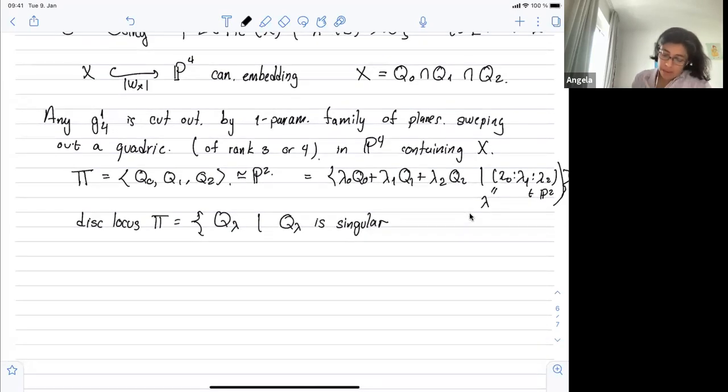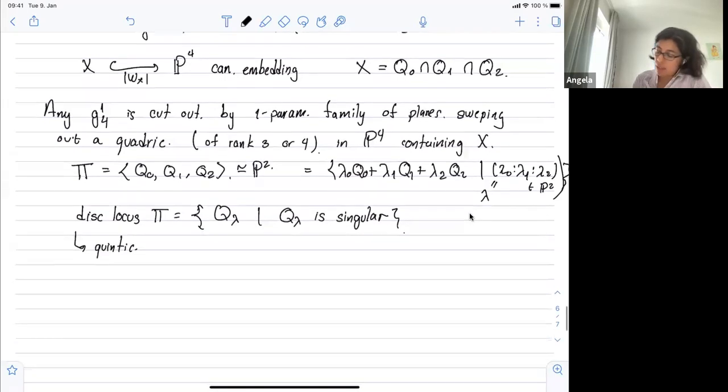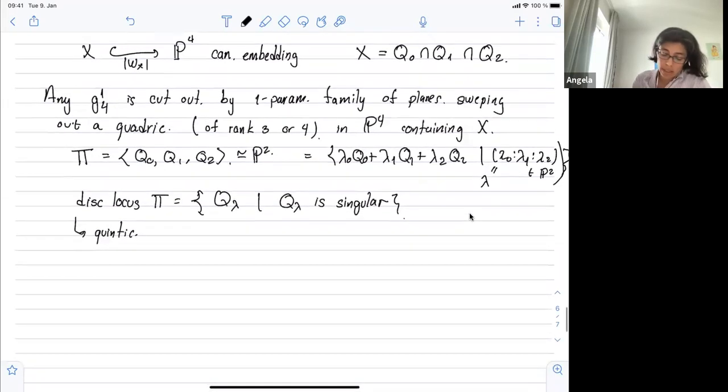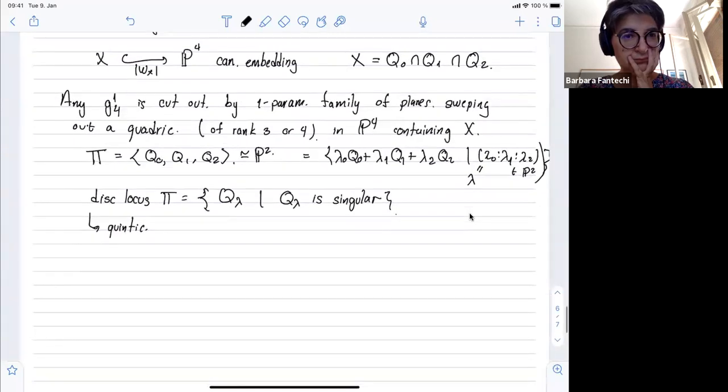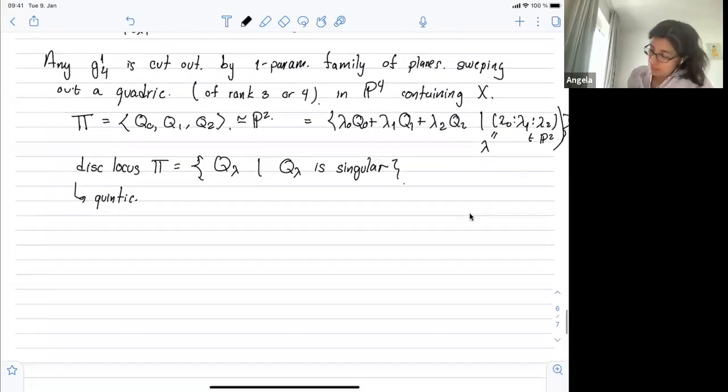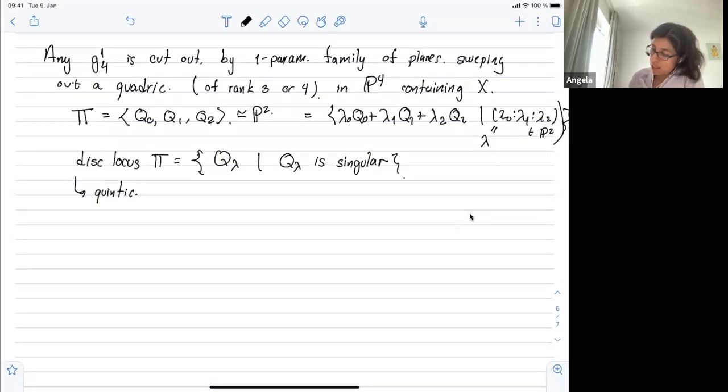So the discriminant locus of this net of quadrics is a quintic. It's the quintic we're looking for, because it's given by the vanishing of the discriminant of all these quadrics, or the determinant where the entries are the partial derivatives of these, so they are linear forms.